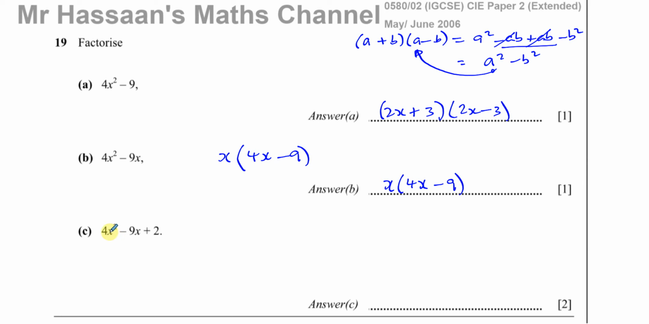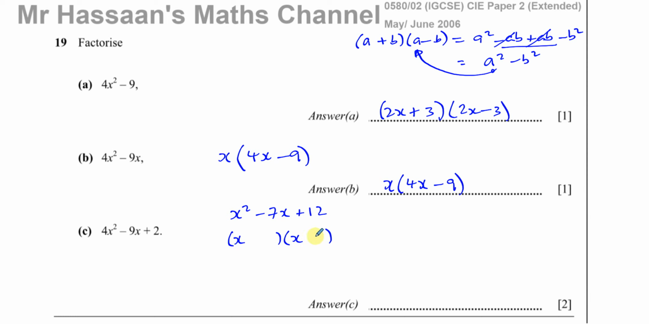Now, this is the type of quadratic expression where the coefficient of x squared is not 1. If the coefficient of x squared is 1, for example, if I had x squared minus 7x plus 12, then that will simply factorize straight away into two brackets. No need to split the middle term. You know that x times x is x squared, so that's the only option there.